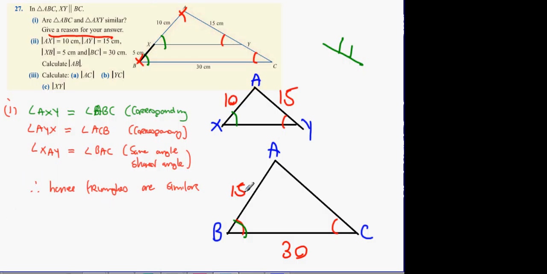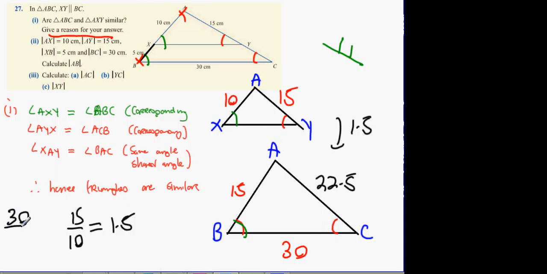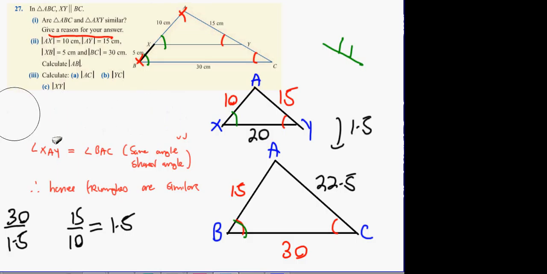How much bigger is it? Divide 15 by 10 and you get 1.5. It's 1.5 times bigger. So what does that turn this 15 into? Multiply 15 by 1.5, you get 22.5. The length XY is going to be 1.5 times smaller, so 30 divided by 1.5 is 20. Now that we have a lot of information, answering the questions will be really easy.